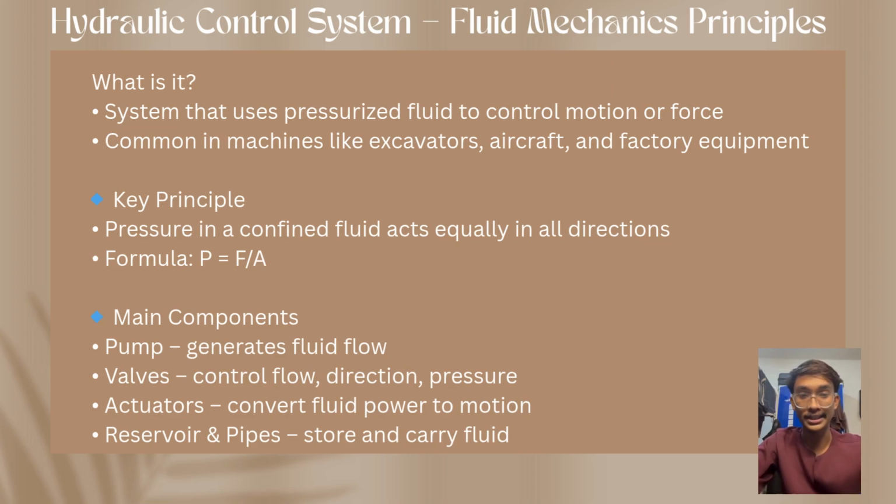The main principle behind the system is Pascal's law. This law states that pressure applied to a confined fluid is transmitted equally in all directions. This means with a small force, we can produce a larger force at another point. The formula is P equals F over A, or pressure equals force divided by area. The key components in a hydraulic system are a pump to generate fluid flow, valves to control the direction and pressure, actuators like cylinders to convert fluid power into motion, and lastly a reservoir and pipes to store and move the fluid.